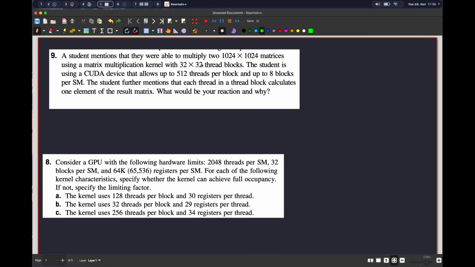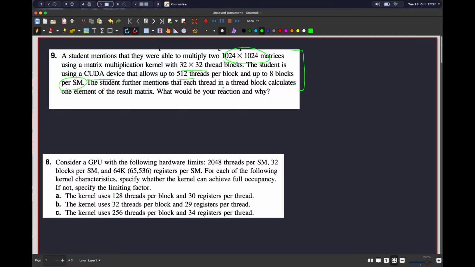The first question is, it is given that a student is mentioning that they are able to multiply two 1024 matrices using a matrix multiplication kernel of 32 by 32 thread blocks. Now they are using a CUDA device that allows up to 512 threads per block and up to 8 blocks per SM. So, first information: there are a lot of numbers given here. Let's look at them later on.